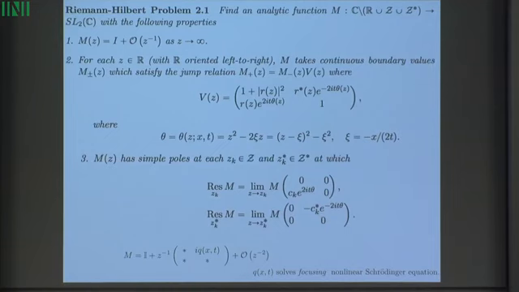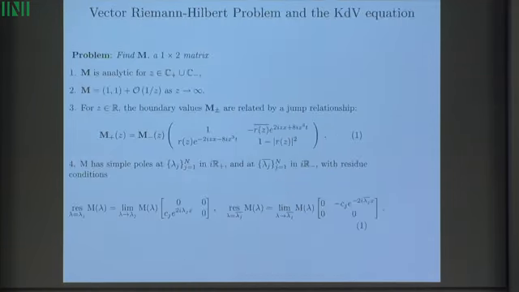So I'm still giving examples that characterize things. The third example is the Korteweg de Vries equation. It's now perhaps getting tiresome, but we now look for a vector M. M is a 1×2 matrix. Each entry is analytic in the upper and lower half plane, and it converges to the normalized vector (1, 1) as z goes to infinity.